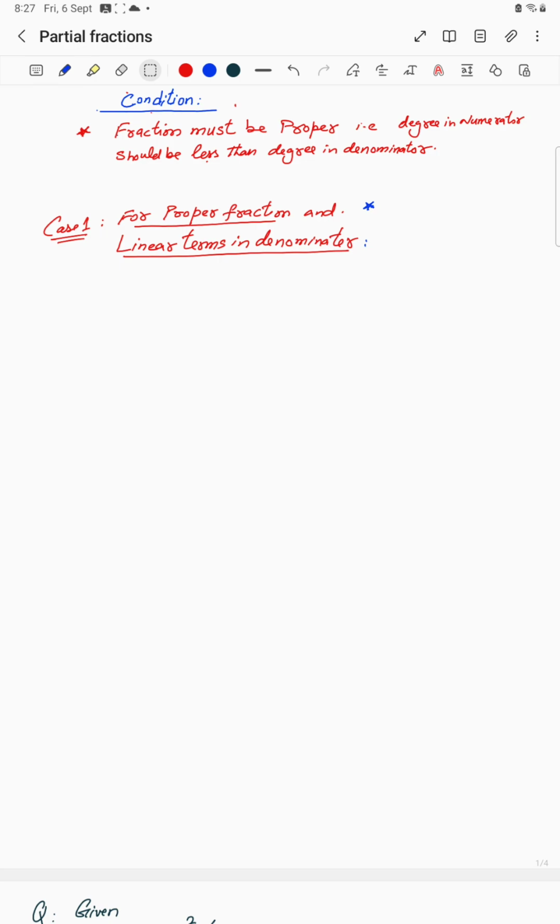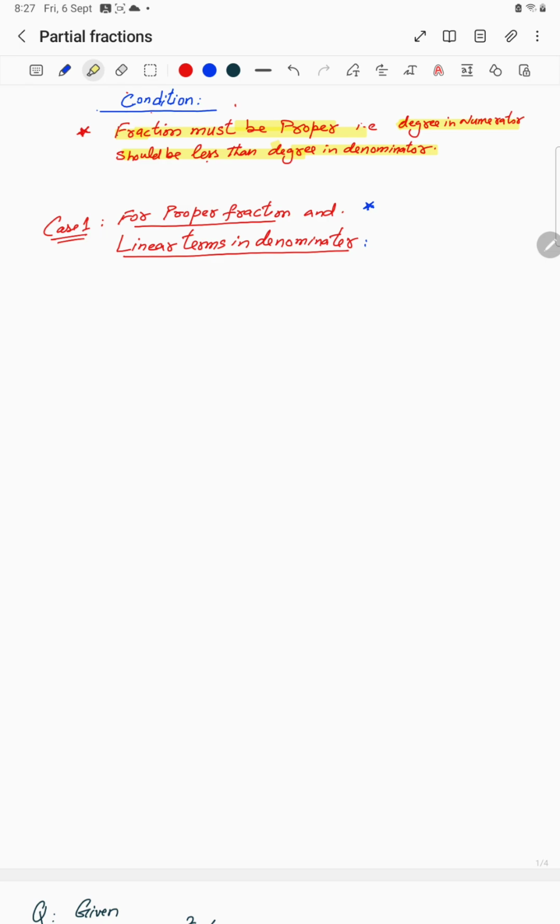Guys, today the topic we are going to discuss is partial fractions. Before we start solving partial fraction questions, you should know the one basic condition required: the fraction must be a proper fraction. And you know what a proper fraction is? It is one in which the degree of the numerator is less than the degree of the denominator, right?